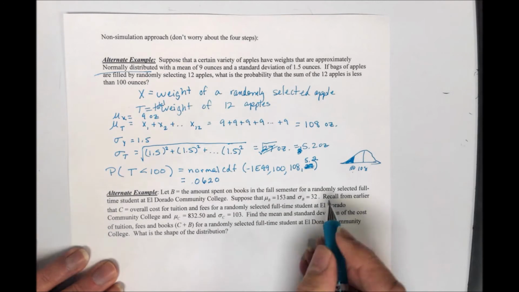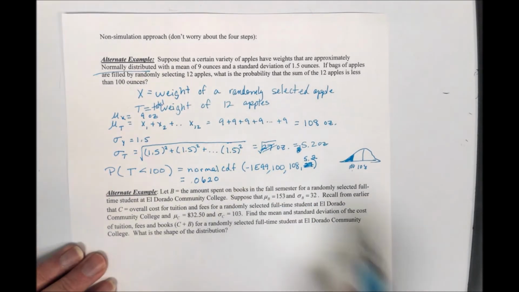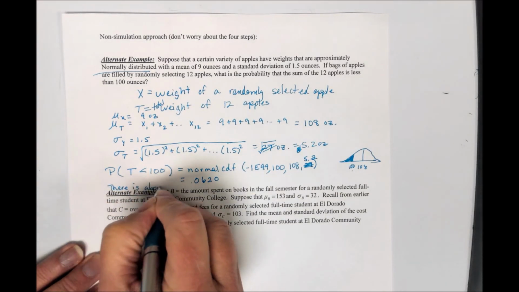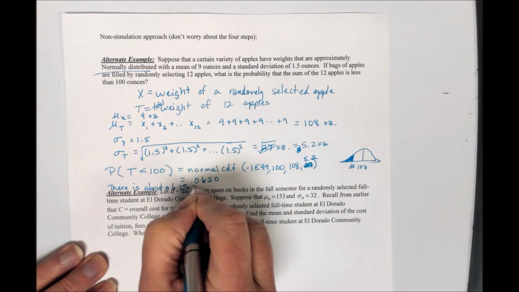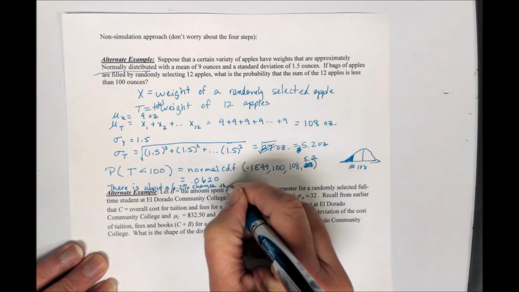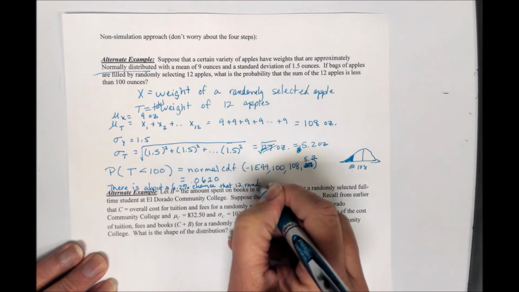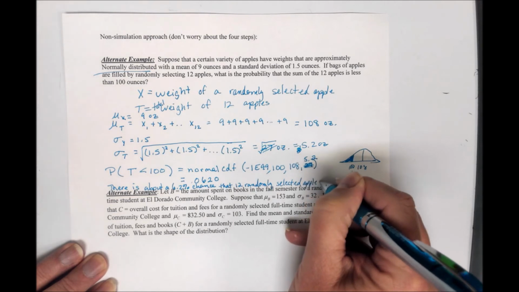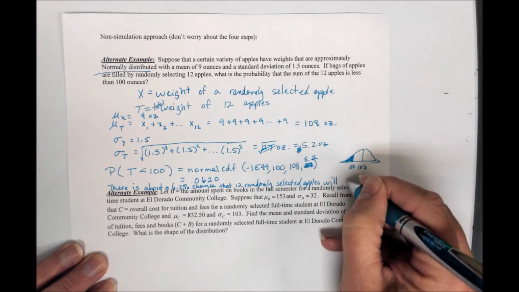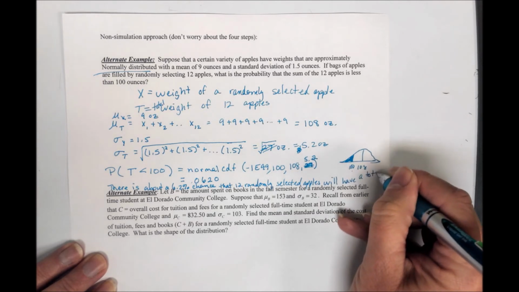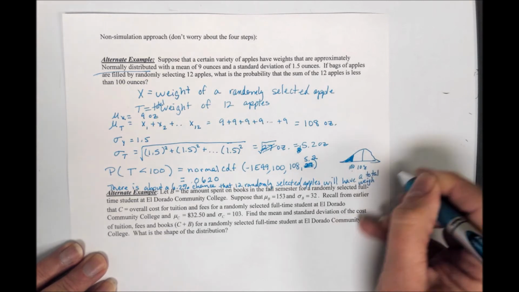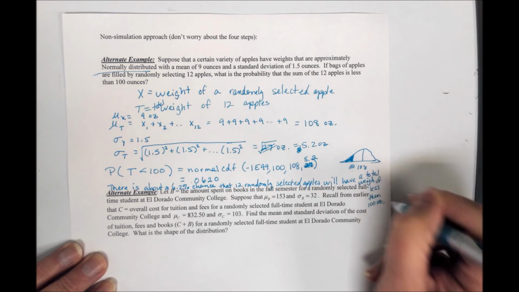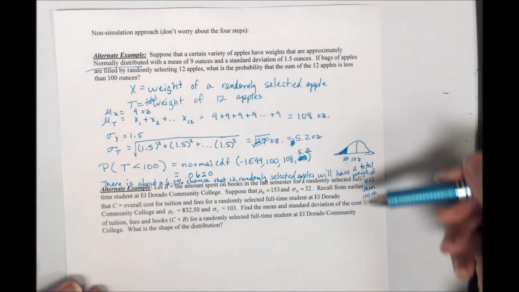So my conclusion, again, I do want to conclude with a statement, and I should have given myself more room to write. So there is about a 6.2% chance that 12 randomly selected apples will have a total weight of less than 100 ounces. So maybe you don't want to write so big up there so that you have room to write where I didn't have room to write.